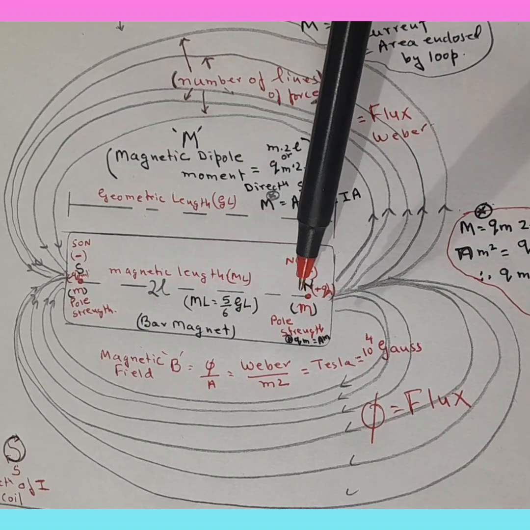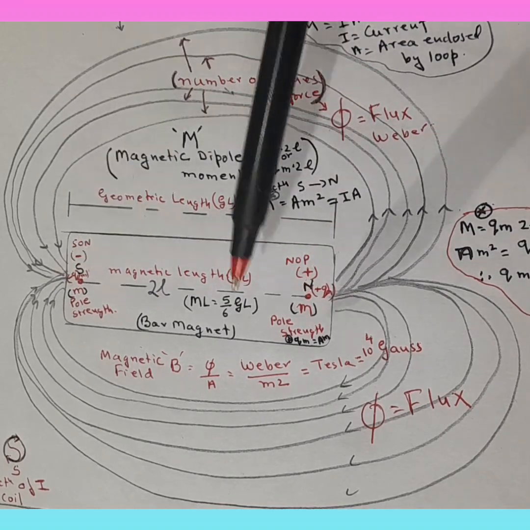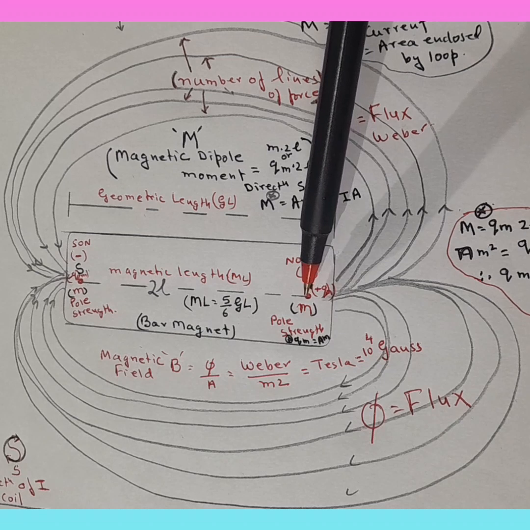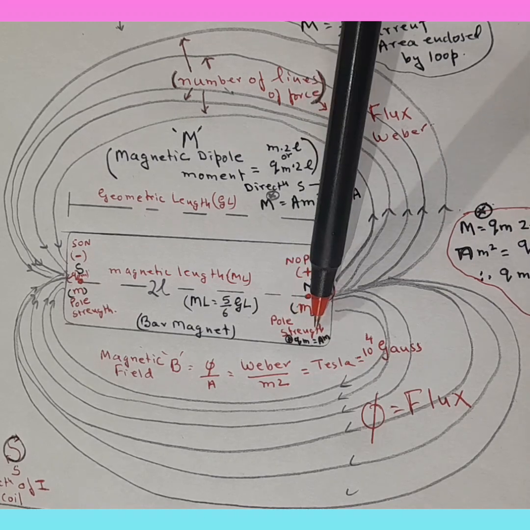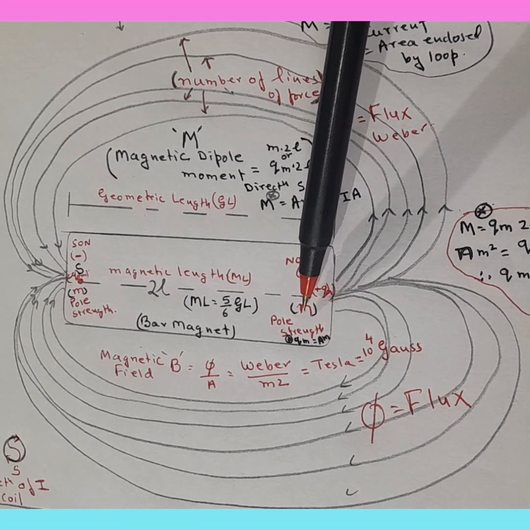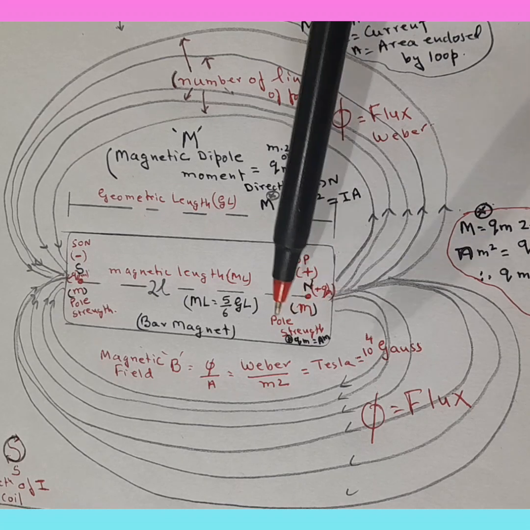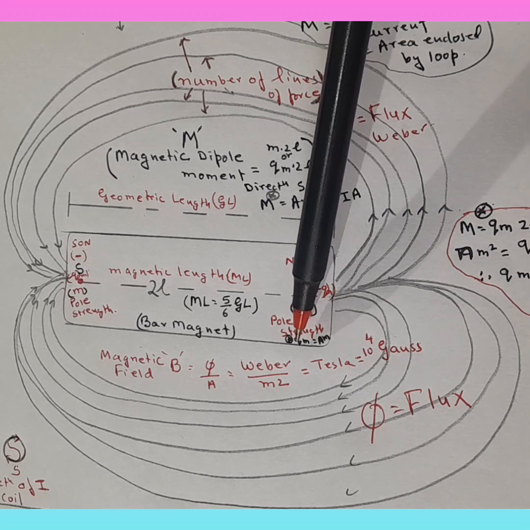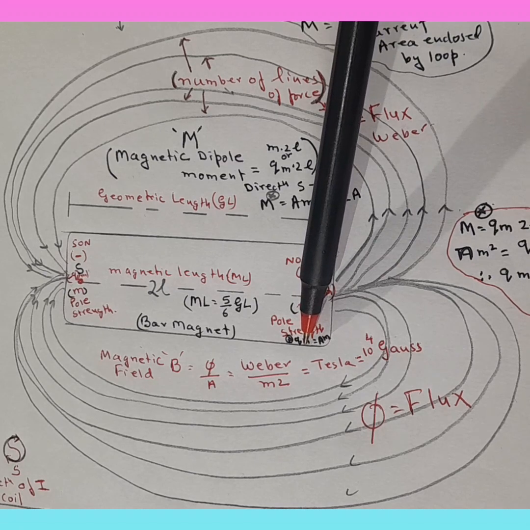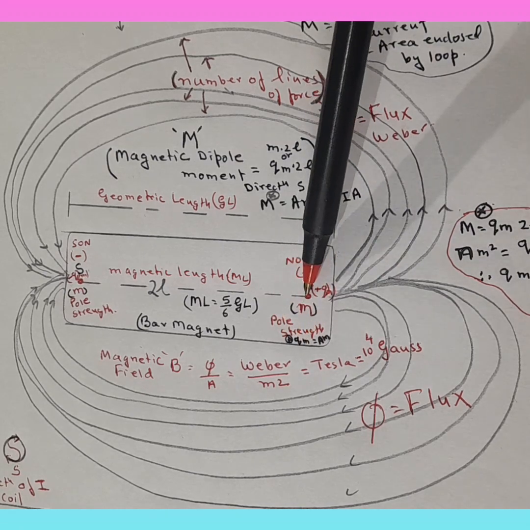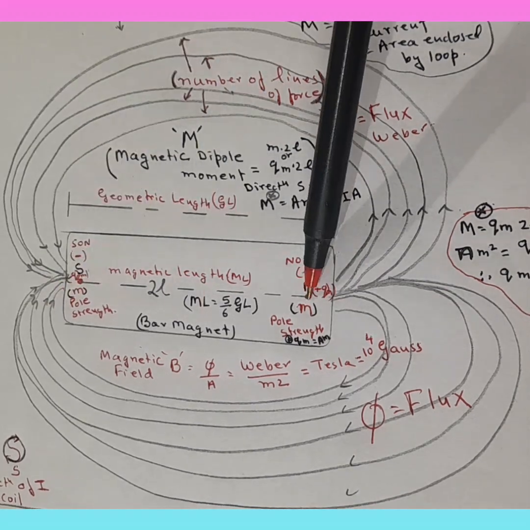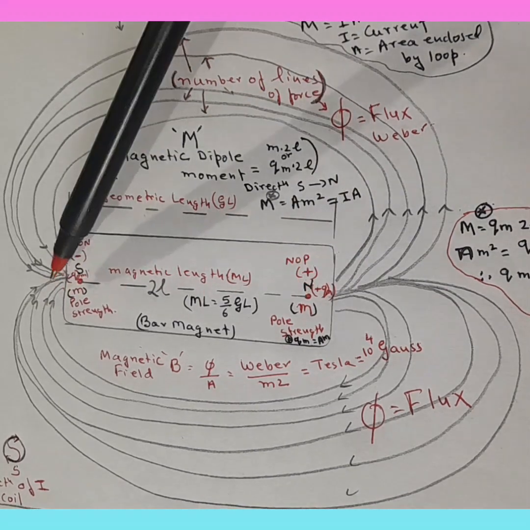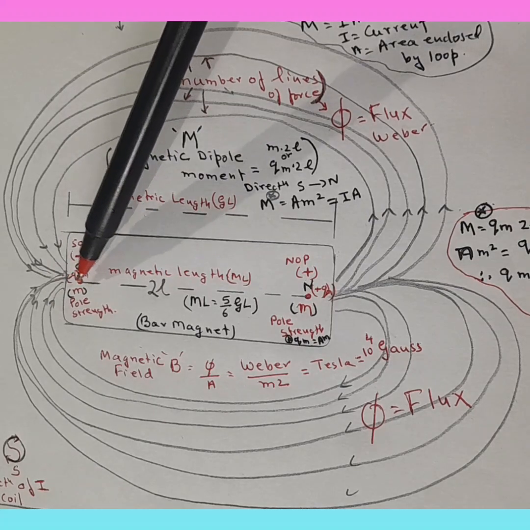Now, when we come to the north pole or south pole, the focus of magnetism is over here. This is called pole strength, and it is normally designated by small m. Alright, or we also designate it by Q subscript m. This is the pole strength of the north pole and this is the pole strength of the south pole.